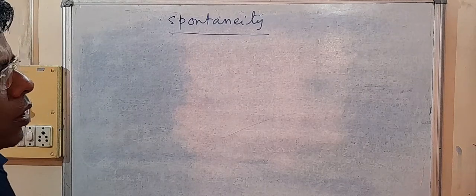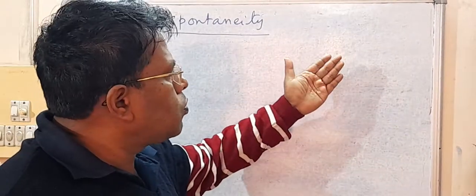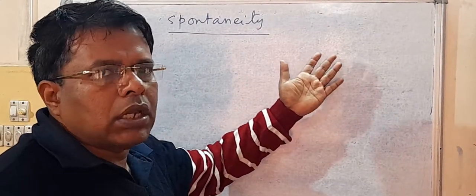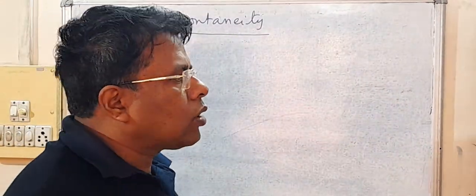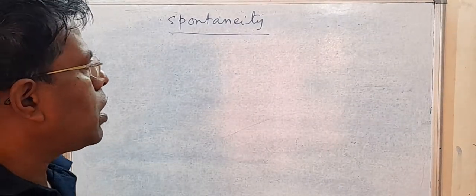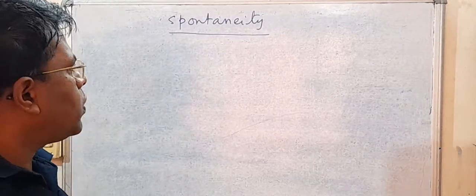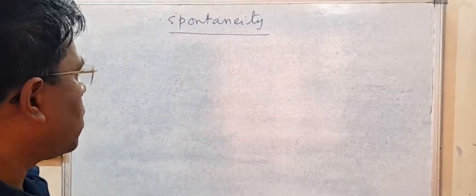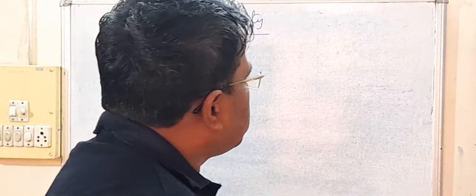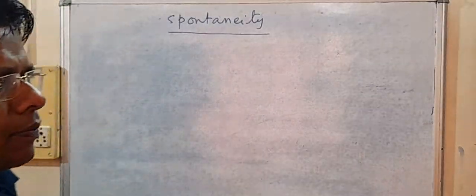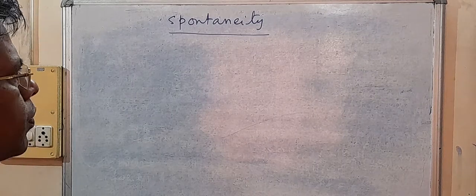Similarly, say we have a cup of tea. It's hot. Now it will continuously lose heat, and its temperature will go down. That means a hot body continuously loses heat. So the flow of heat from higher temperature to lower temperature is also a spontaneous process. In this way there are many processes in nature which are called spontaneous processes.